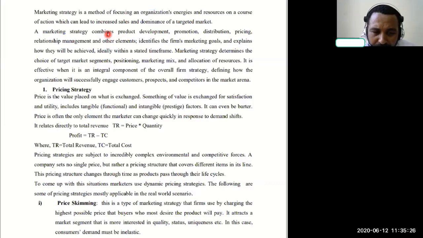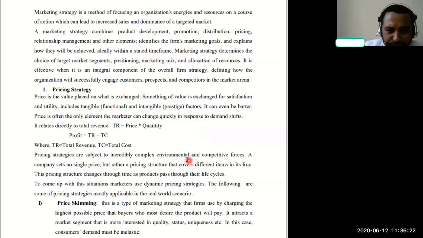The other Ps incur costs. Product incurs a cost, promotion will incur a cost, and the distribution channel will incur a cost. But price generates only revenue. This is the only P that generates revenue. So total revenue is equal to selling price multiplied by quantity. If the selling price of a particular product is 10, and if you sell 10 products, the total revenue would be 100. Simple. Selling price multiplied by quantity is total revenue.